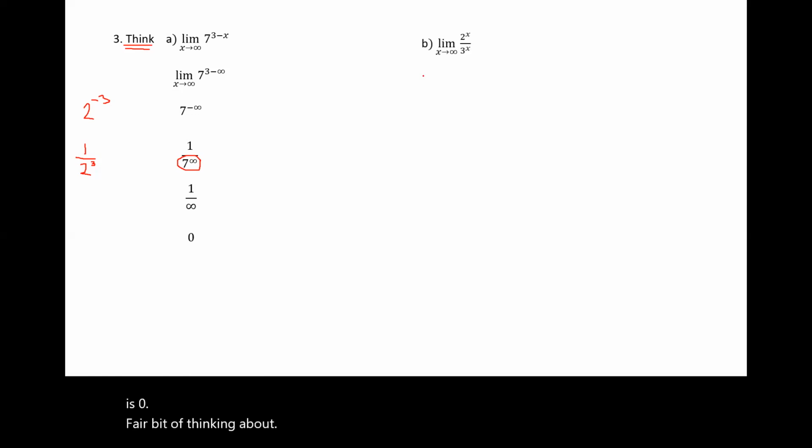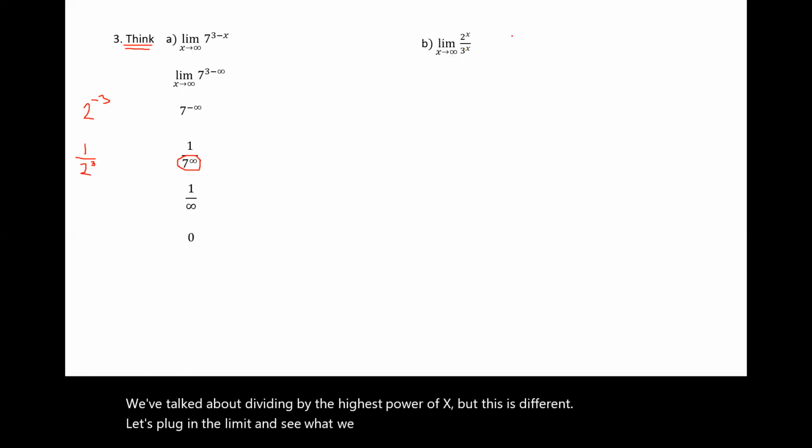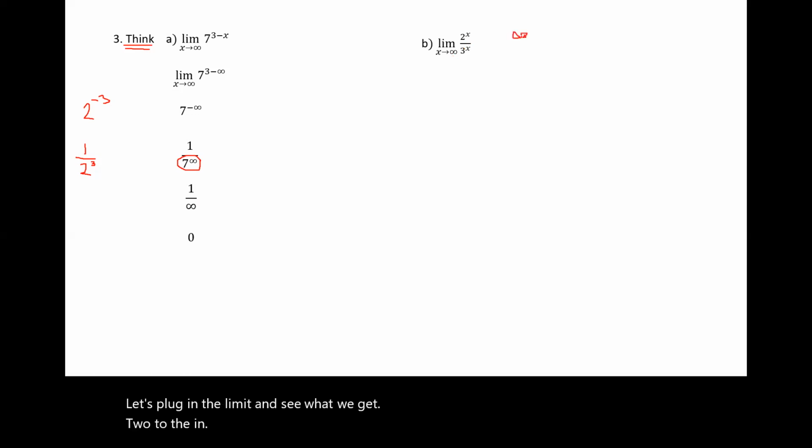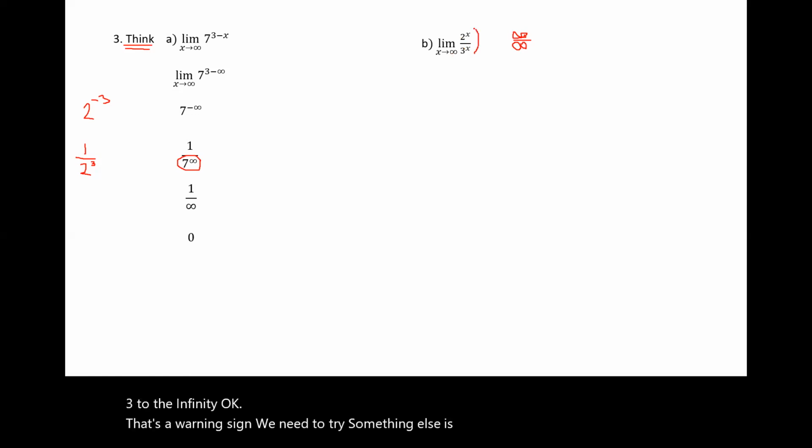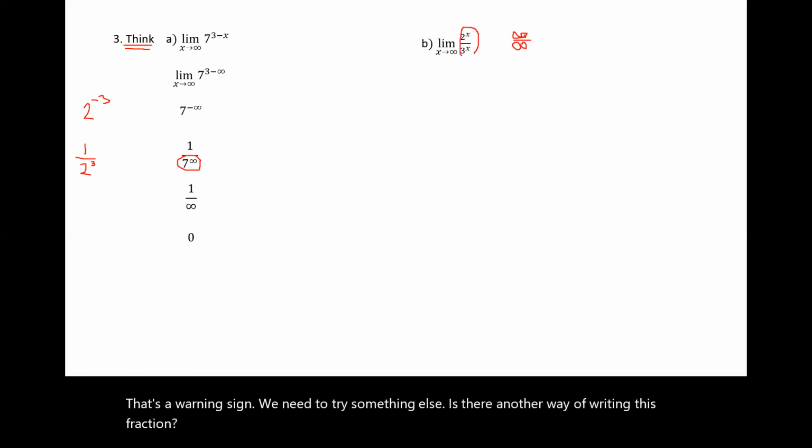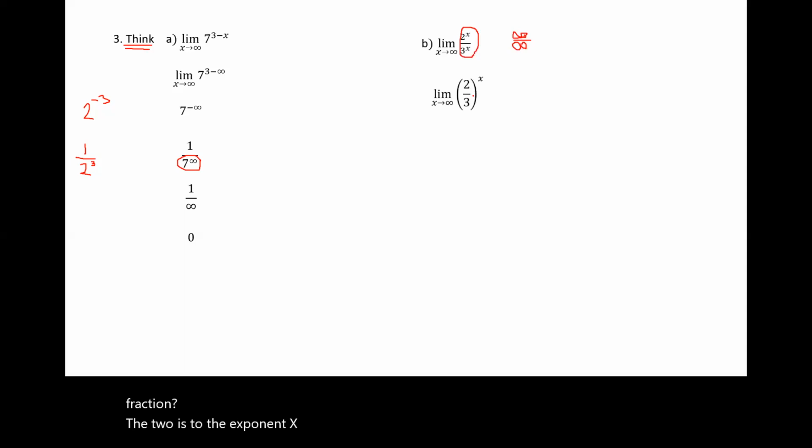Let's try another one. We've talked about dividing by the highest power of x, but this is different. Well, let's plug in the limit and see what we get. 2 to the infinity over 3 to the infinity. Okay, that's a warning sign. We need to try something else. Is there another way of writing this fraction? The 2 is to the exponent x and the 3 is to the exponent x. Ah, that's the same thing.